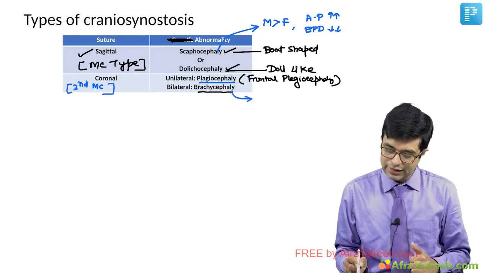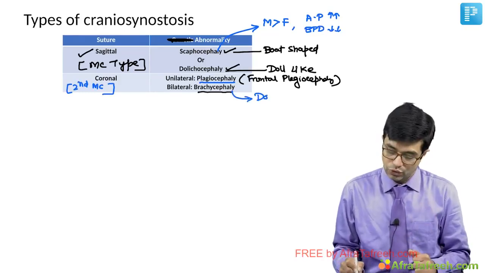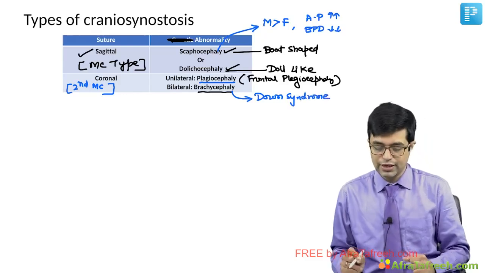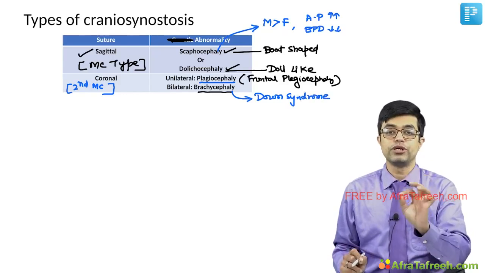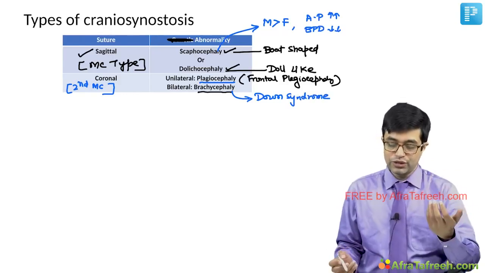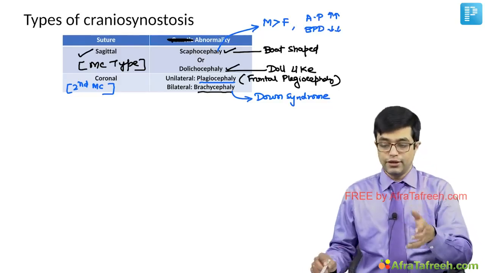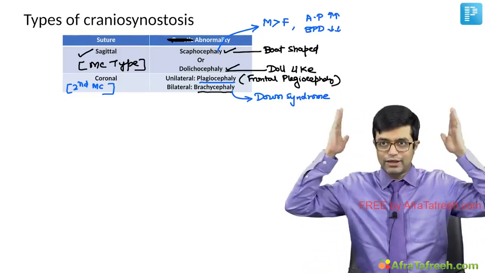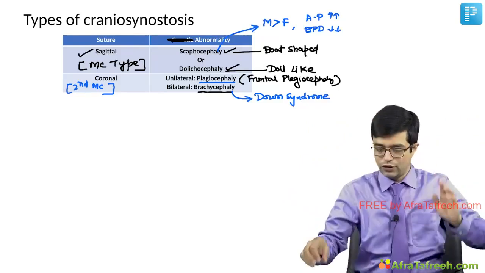Brachycephaly is typically seen in children with Down syndrome. So potential MCQ, Down syndrome has which type of craniosynostosis? Bilateral coronal fusion involvement, and that produces brachycephaly. It is opposite of what you see in sagittal suture. Here you have the biparietal diameter being elevated and less antero-posterior diameter.